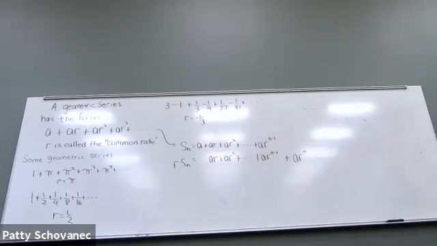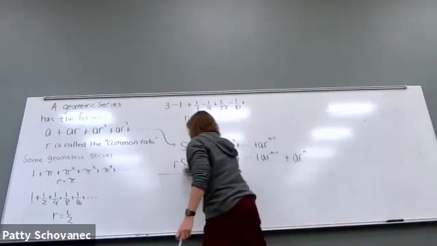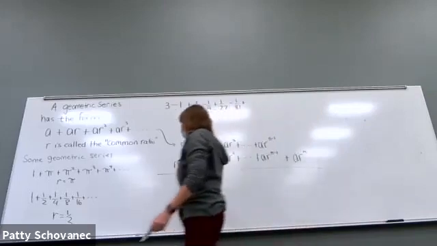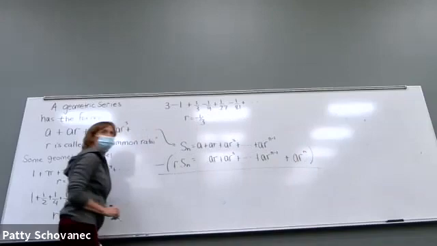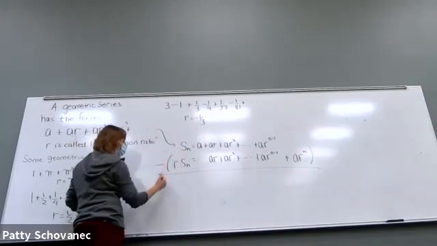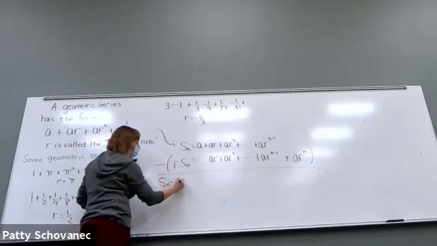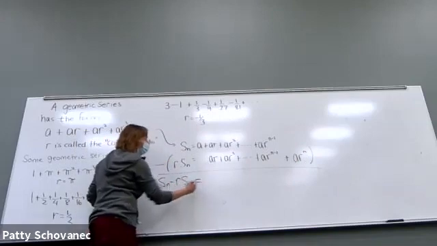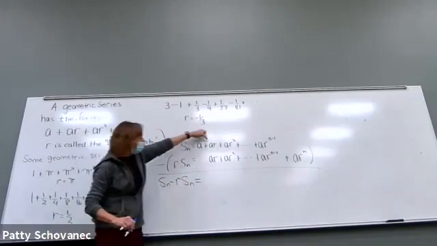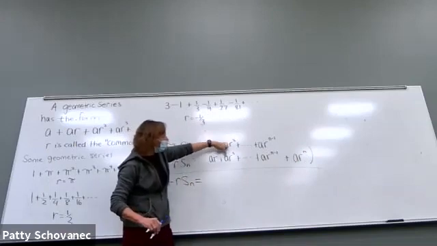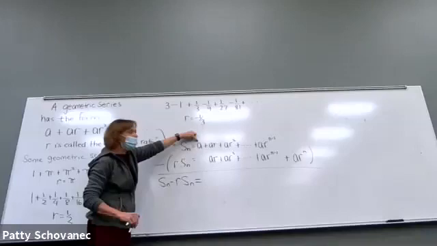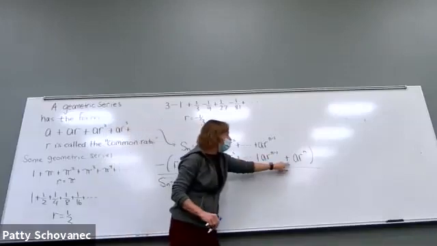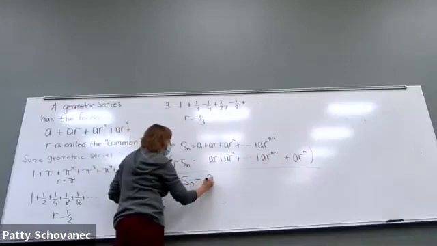Now I'm going to subtract the second line from the line above it. And so I get Sn minus R times Sn. And I chose to subtract because when I subtract, those terms that look alike will all zero out. And we'll be left with A minus AR to the N.